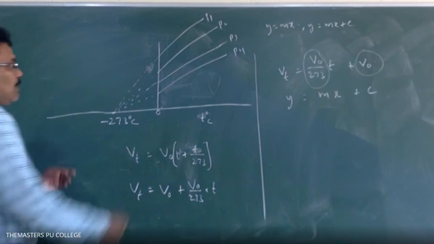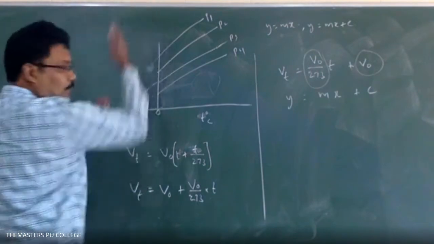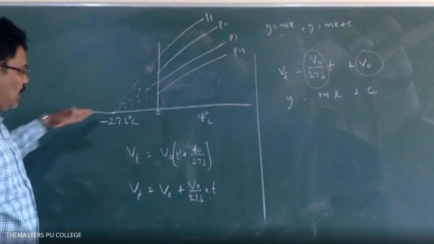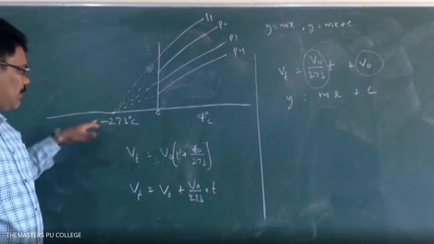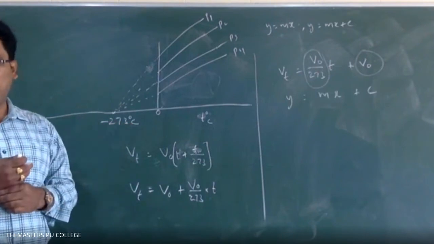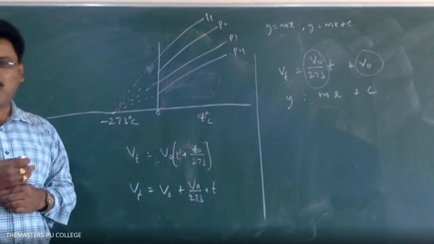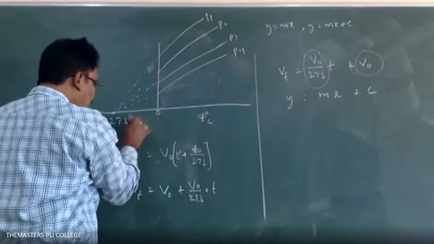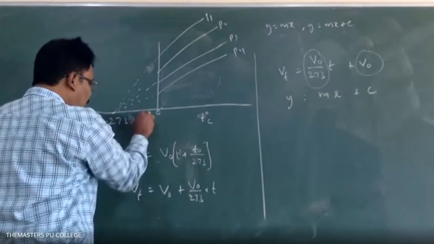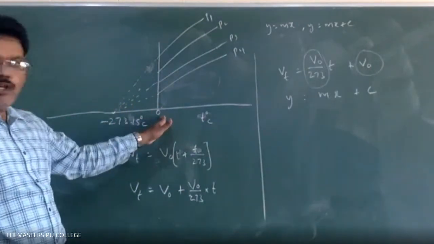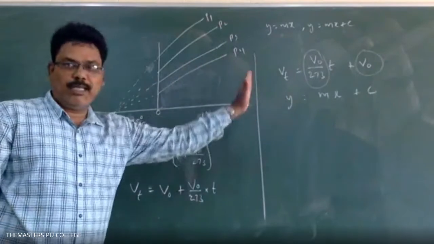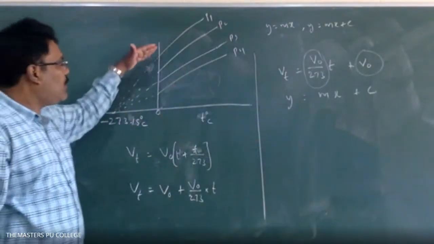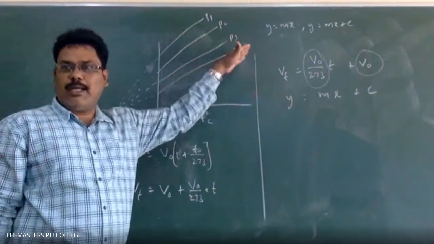So you see that this is the volume of the gas and this is the temperature. When you extend that, what temperature are we getting? Minus 273 degrees Celsius. Exactly, minus 273.15 degrees Celsius. This is the zero value, to the plus side here, and this side it is the minus. So first we are getting straight line forms.